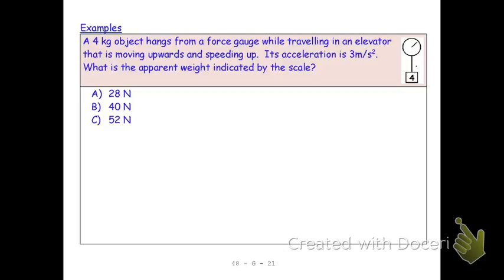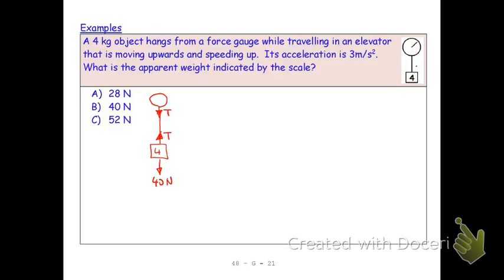So here's a 4 kilogram object. Just draw it as a 4 kilogram object. It hangs from a force gauge, so let's put it onto a force gauge. It's traveling in an elevator, so there's going to be an upwards tension, which is holding the 4 kilogram fish up, and a downwards tension, which is pulling on the force gauge. And of course, there's a weight, that's mg, which is 40 newtons. We know that that's 40 newtons.